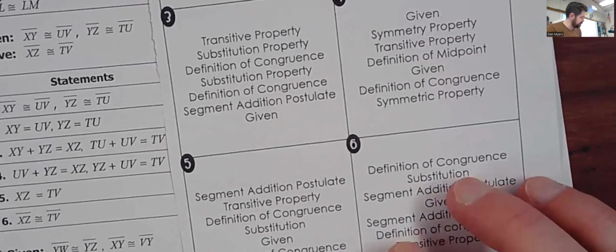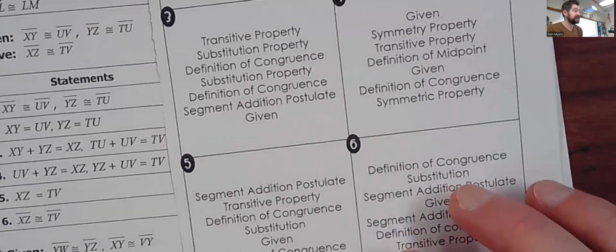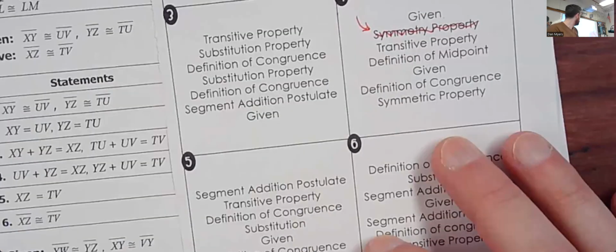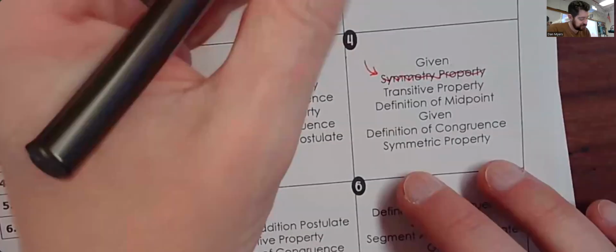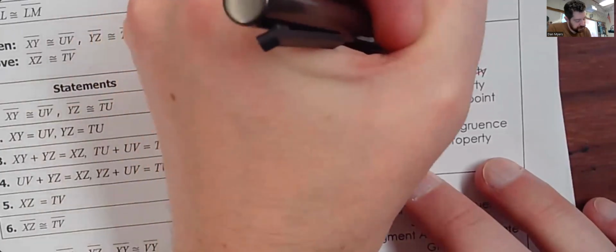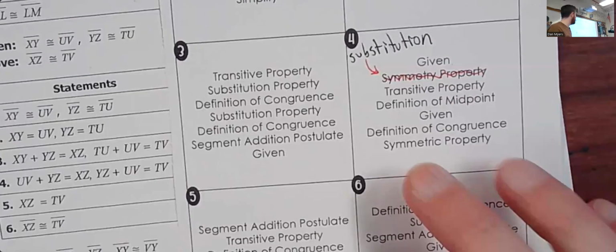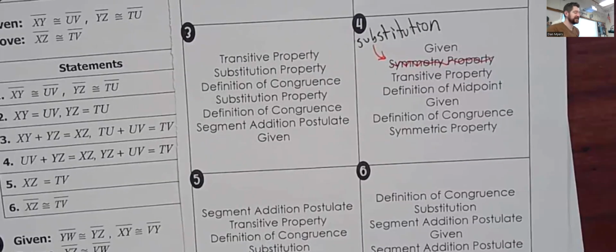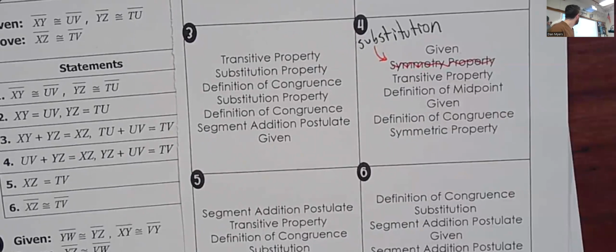That should not say symmetry. This should say substitution. So that one right there should say substitution. So if you were working through this one and you're having a really hard time with it, I apologize. There is a typo there. It is not symmetry property here. That should say substitution because there is a substitution step.